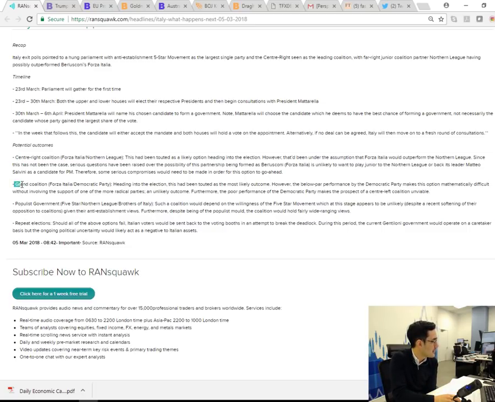The other option is a grand coalition, Forza Italia and the DP, but again, the Democratic Party had a bit of a disaster. And so this below-par performance from the DP and Forza Italia combined would mathematically make it difficult for them to reach a majority, so they too would need the support of one of the more radical parties, which would probably make it an unlikely scenario.